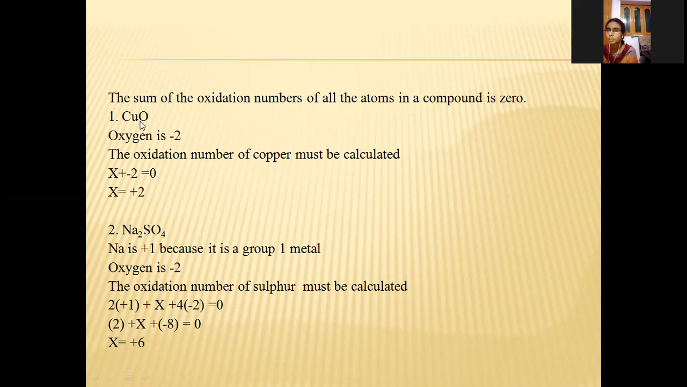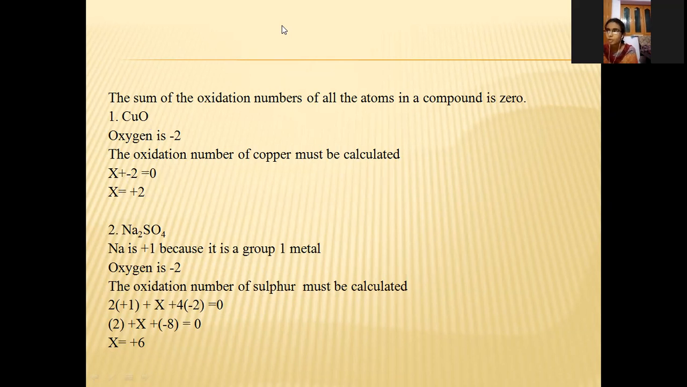The first example is copper oxide. The oxidation number of oxygen is minus 2. We have to calculate the oxidation number for copper, which we don't know, so we assume copper as X, and only one oxygen atom is there. So X minus 2 is equal to 0. If minus 2 is shifted to the other side, it becomes plus 2. So the oxidation number of copper is plus 2.